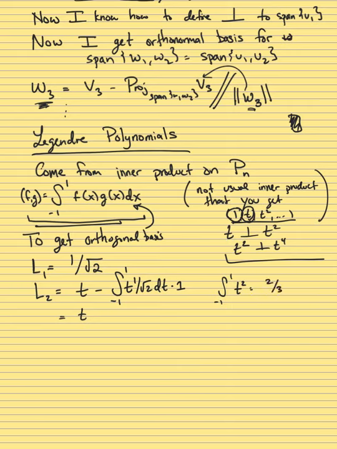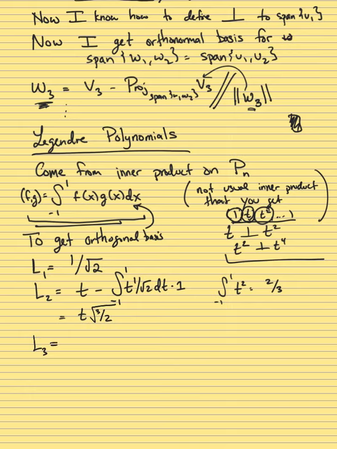You want to divide by that norm, so you get t times the square root of 3/2. If I did that correctly, you should integrate it to get 1, which I think you do. Or integrate this squared to 1. For L3, you just start doing the same thing.